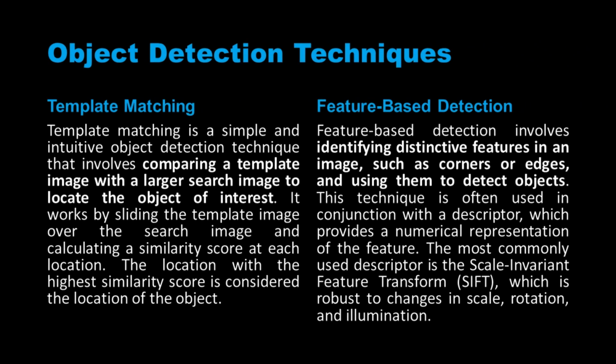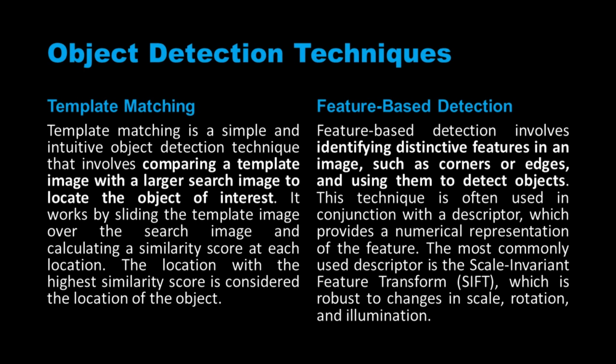Template matching is a simple and straightforward object identification technique that includes comparing a template image to a bigger search image to find the object of interest. It operates by moving the template picture over the search image and calculating a similarity score at each area. The place with the highest similarity score is assumed to be the object's location.